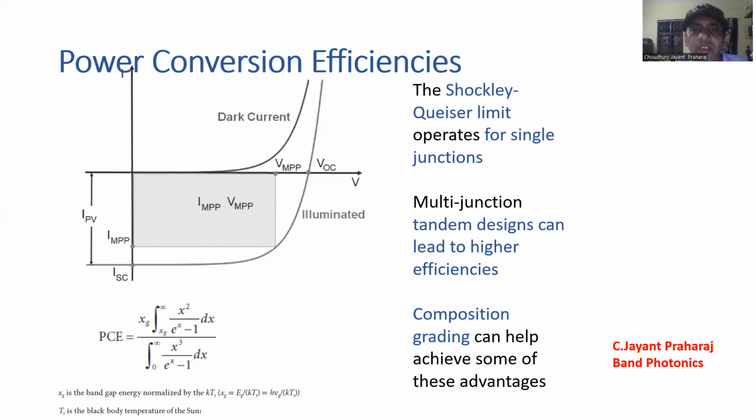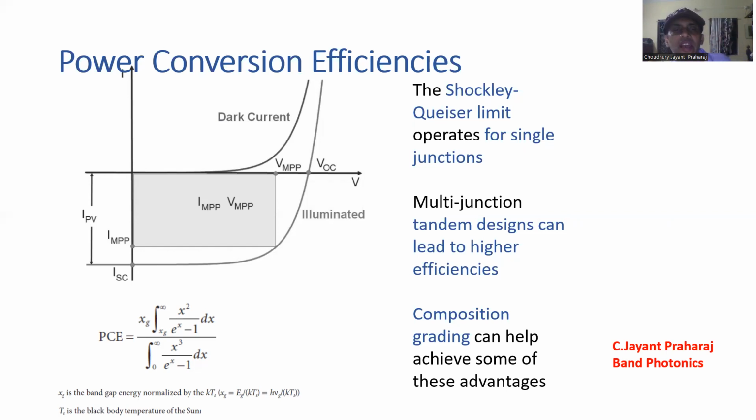However, we can use multi-junction tandem design. We discussed some of the tandem cell designs in a previous slide, and they can lead to higher efficiencies. The tandem cell designs have multiple junctions, and so they can help overcome the Shockley-Queisser limit and lead to higher efficiencies. Now, composition grading that we mentioned as one of the major design features in this talk can also help achieve some of those same advantages.